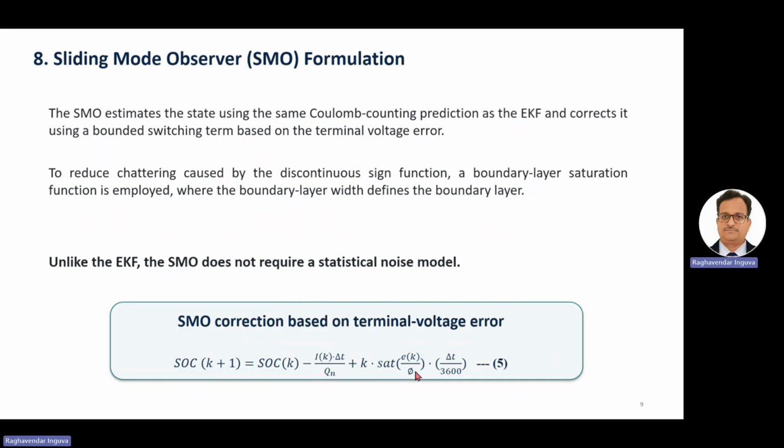A function is used here so as to implement the SMO. So this will give us the SOC at k plus 1 instant. To reduce chattering, we are going to use the sign function, and a boundary layer saturation function is also employed, where phi is the boundary layer width. So this will define the boundary layer. As we have discussed before, SMO needs a very simple model. It won't require any statistical noise model such as EKF requires.